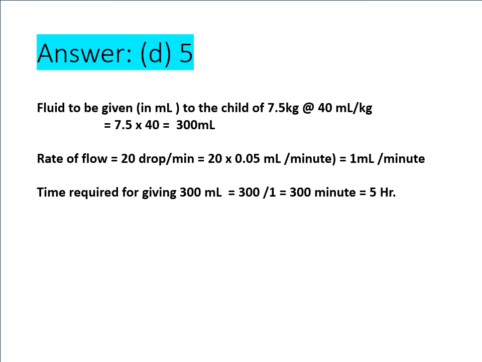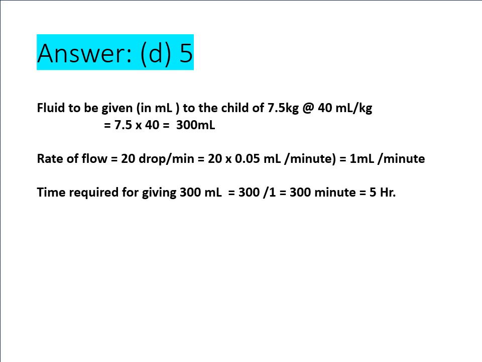Let us find the solution step by step. First, let us calculate the dosage required. Fluid to be given in milliliters to the child of weight 7.5 kg at the prescribed rate of 40 ml per kg is 7.5 into 40, 300 ml.